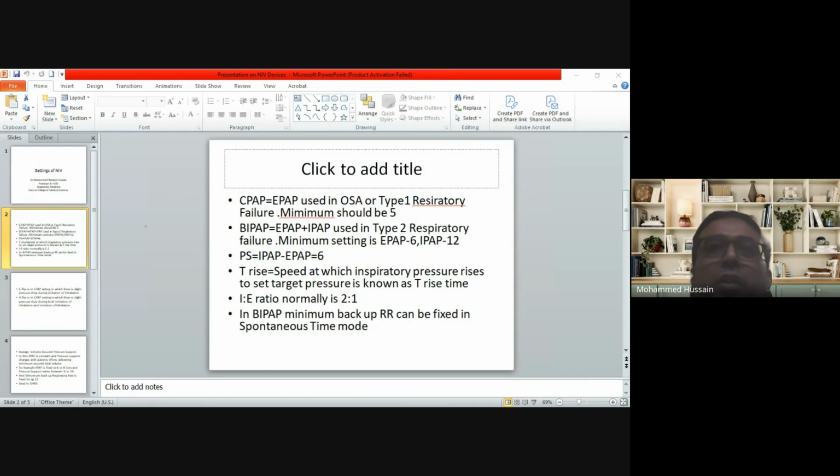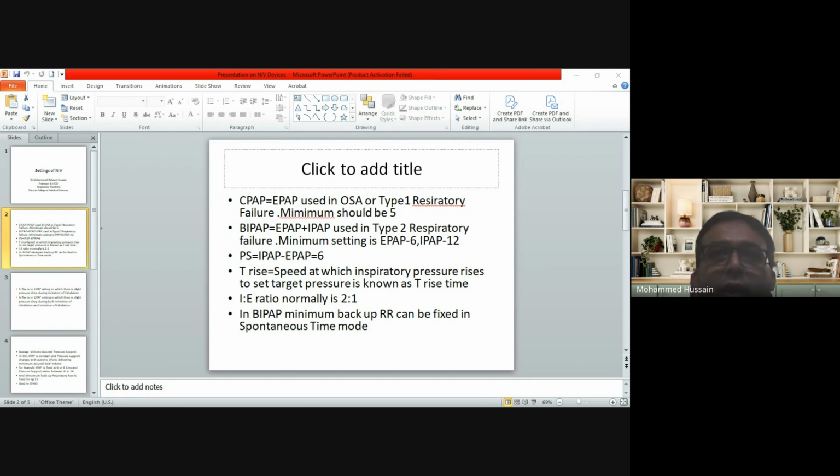So basically, we'll come to know what kind of portable NIVs you will use and in which conditions. First, most commonly we'll see sleep apnea patients where you will use CPAP. CPAP is continuous positive airway pressure, in which continuous pressure is delivered throughout inspiration and expiration. So basically, it is used for type 1 respiratory failure or OSA patients. Minimum you have to keep 5.